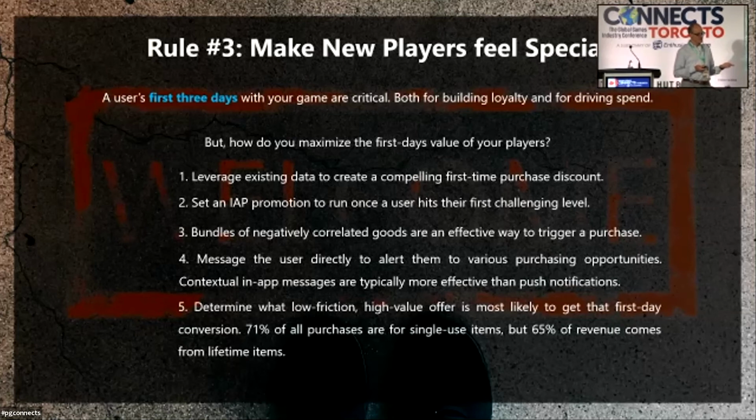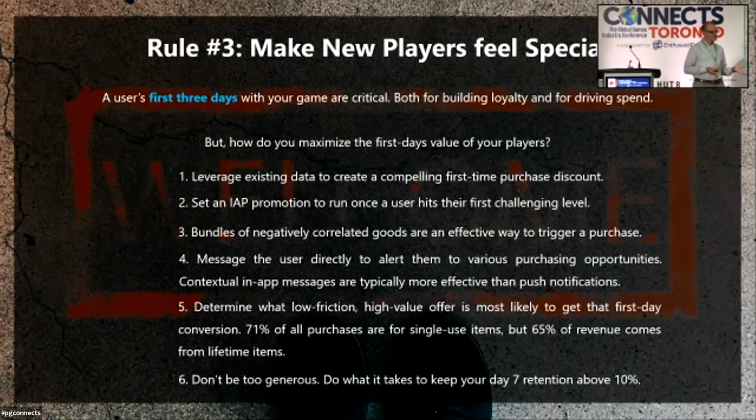And determine what low friction, high value item to offer people as a special offer. What we do know is that the majority of purchases are single use items, but 65% of revenue actually comes from lifetime items. So understanding your own game and the mix between those two, use that information to think about what sort of special offer you want to give that player. And then a word of caution, just to close this out: don't be too generous.